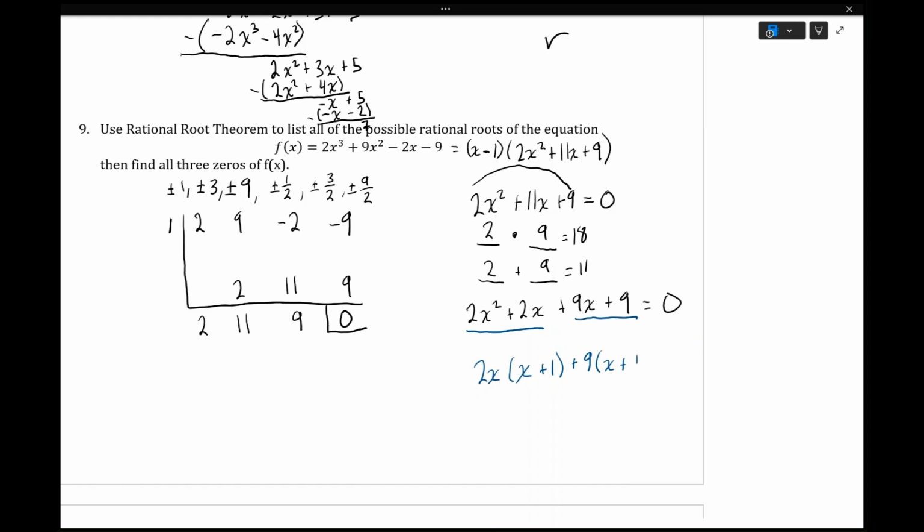And since the x plus 1's match, I know I did this right. If they didn't match, I must have done it wrong. But since they match, I'm good. So I get 2x plus 9 times x plus 1 equals 0. So in the end, my zeros are negative 9/2, because that's what makes 2x plus 9 equal 0, and negative 1. Those are my 3 zeros.